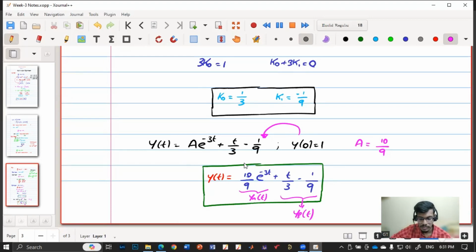Is this part clear? It's clear, right? If you have any doubts, you may ask. You got it?